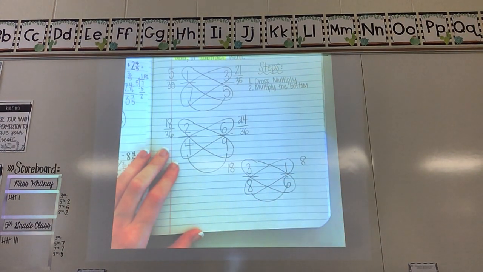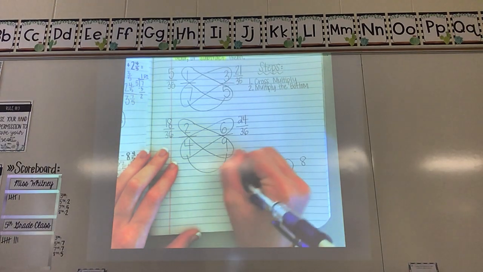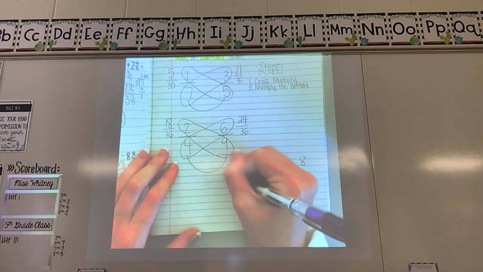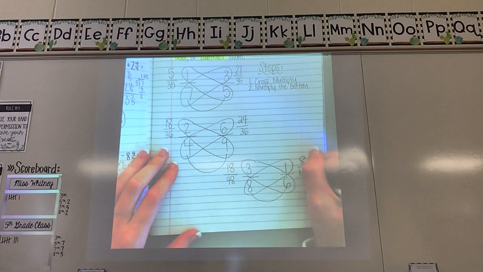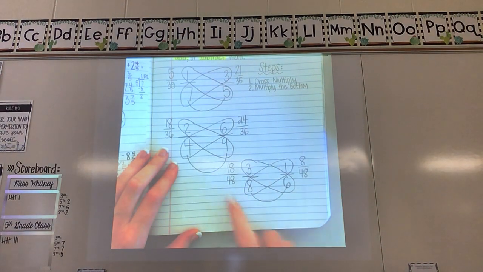8 times 6. 6 and 8 went on a date. What would that be? 48. Where am I going to write that 48 at? Hopefully you said underneath both sides. So now I have 2 new fractions that have the same bottom number. That way I could compare them, I could add them, or I could subtract them.